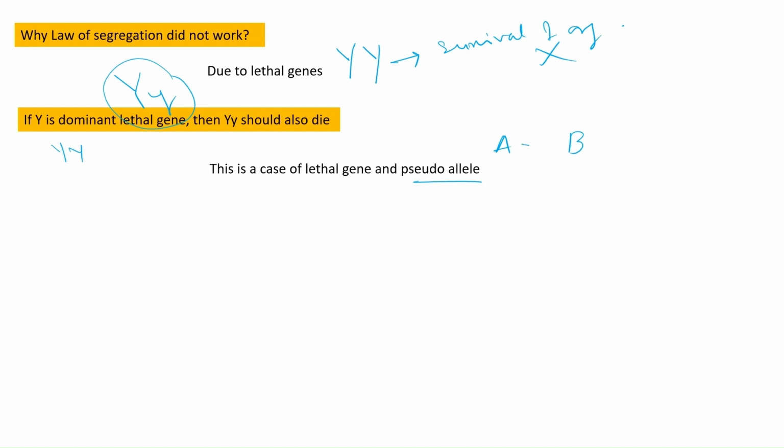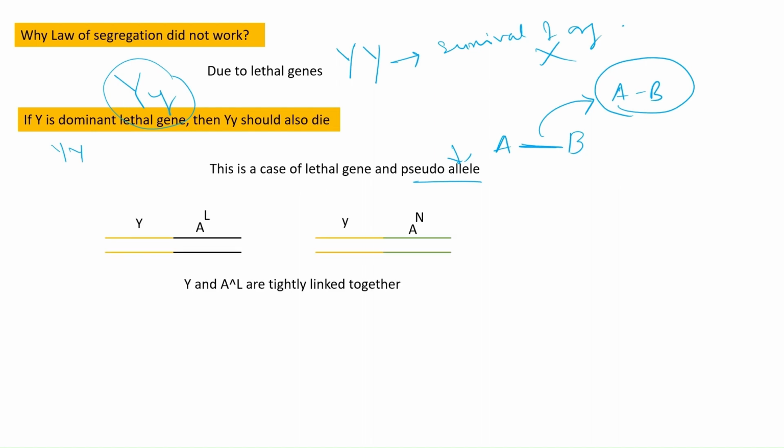When two genes are very tightly linked, and because of which they are transmitted into the next generation together only, we think that these are alleles. It becomes difficult for us to differentiate between two genes when both genes are so tightly packed that they are transmitting to the next generation together. So such two different genes are known as pseudoalleles, because they are behaving as the alleles of a gene, but actually they are two separate genes. So this is a case of lethal gene and pseudoallele, where Y is not actually a lethal gene.